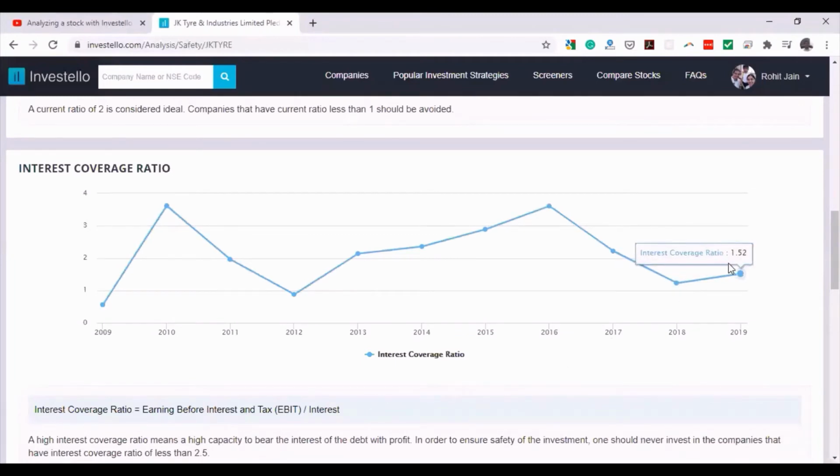This means that a large part of company's operating income is being spent in meeting interest payments. If the company's operating income decreases even a bit in such a scenario, it will have a huge impact on the company's net profit. Thus, an investment into such a company is a risky investment for investors.